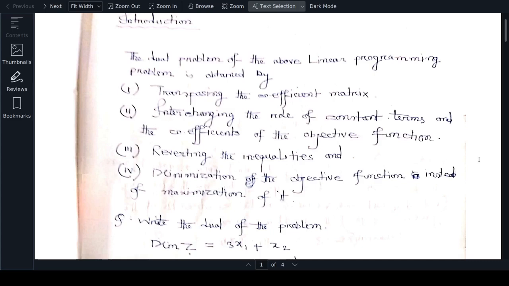So first, the dual problem of the above linear programming problem is obtained by, number one, transposing the coefficient matrix. What do we mean by transposing the coefficient matrix? Here we need the concept of the transpose matrix. Have you got the transpose matrix earlier? Yes, sir. So how to define it?